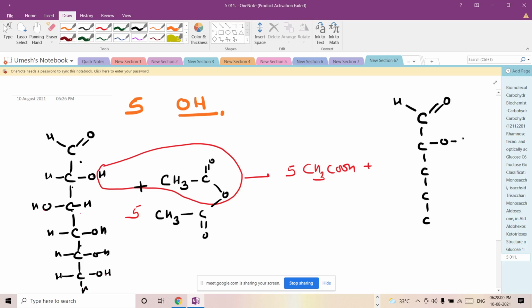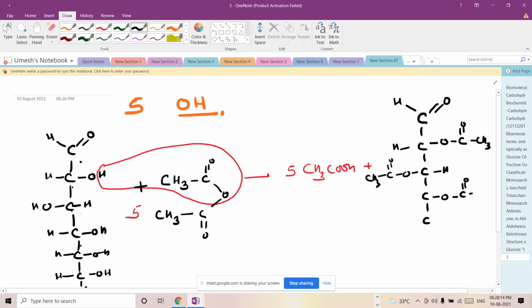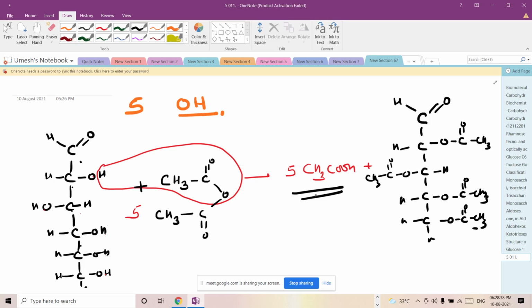At this position, I will now have COCH3. H this side, O, CO, CH3. O, CO, CH3. H, H, O, CO, CH3. And so on. So this 5 moles of the acetic acid, when it is produced, we can neutralize it with sodium hydroxide. Then I need 5 moles of NaOH. It means the molecule contains 5 OH groups.